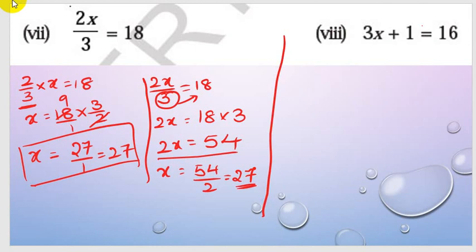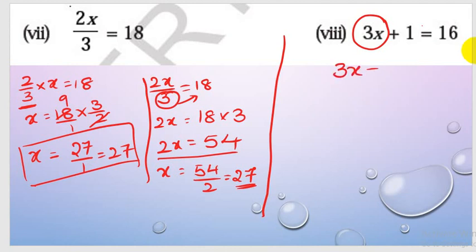Now the model has changed a little. Whenever you want to find the unknown variable, other than the variable, if you have any additional terms, they are attached by either addition or subtraction. So first of all we need to transpose those terms. Other than the terms associated with the variable, those terms we need to transpose first.